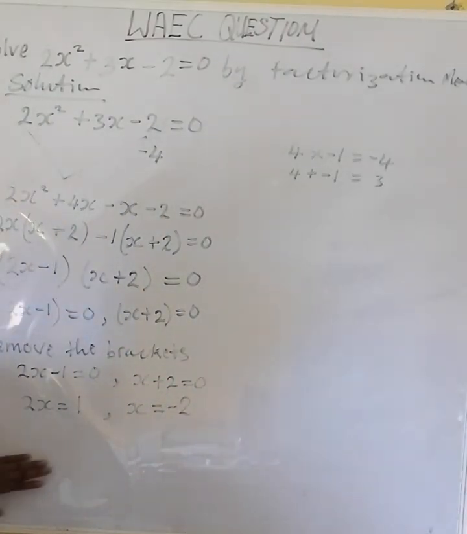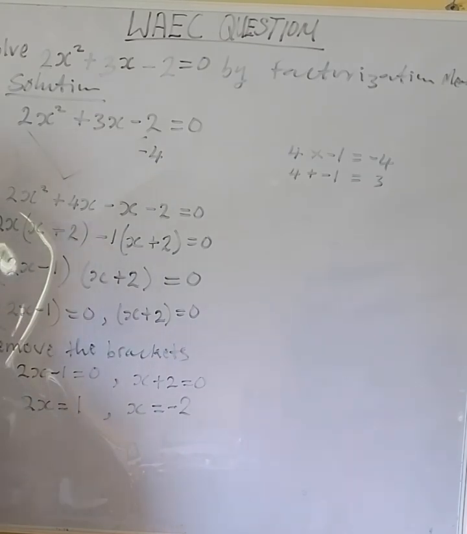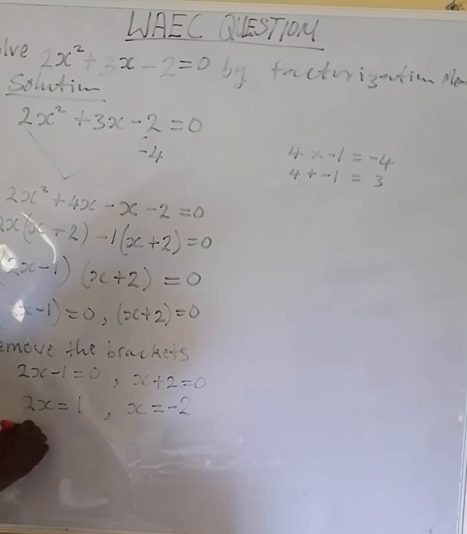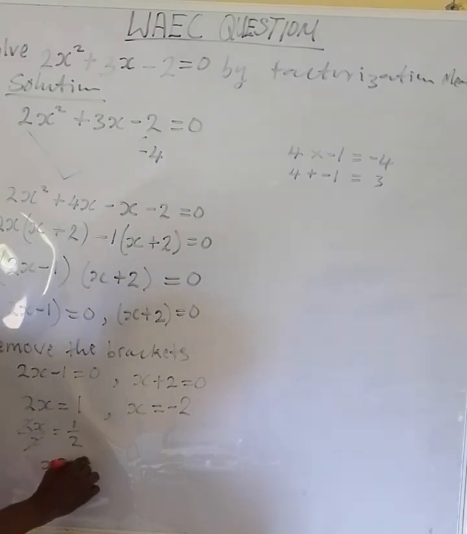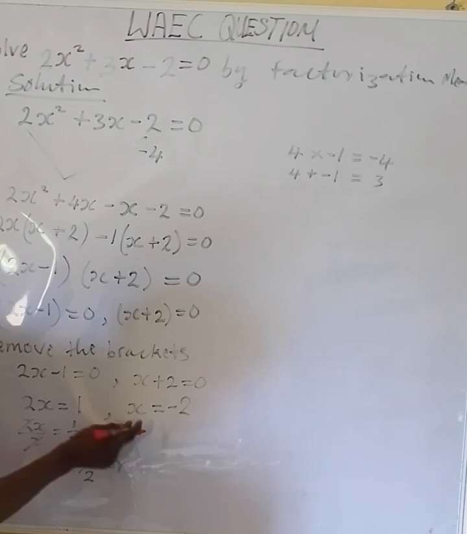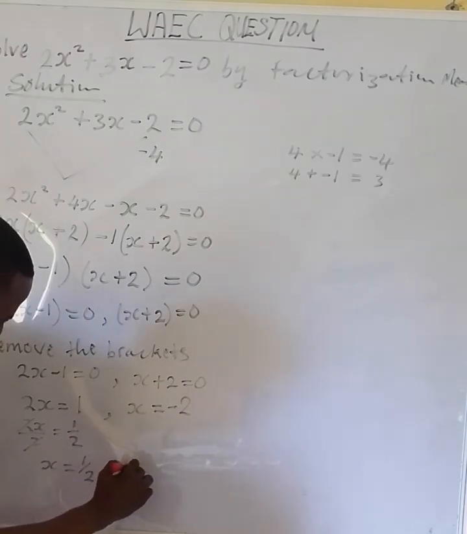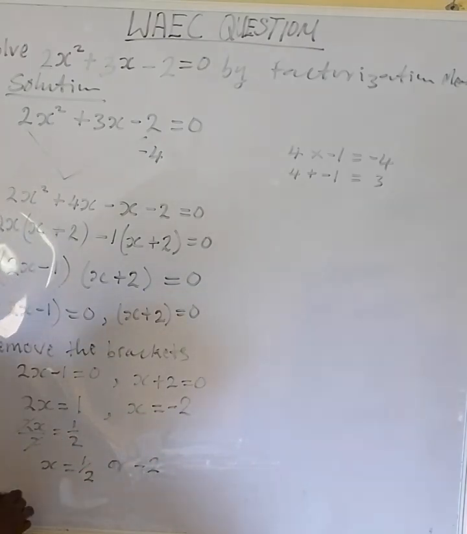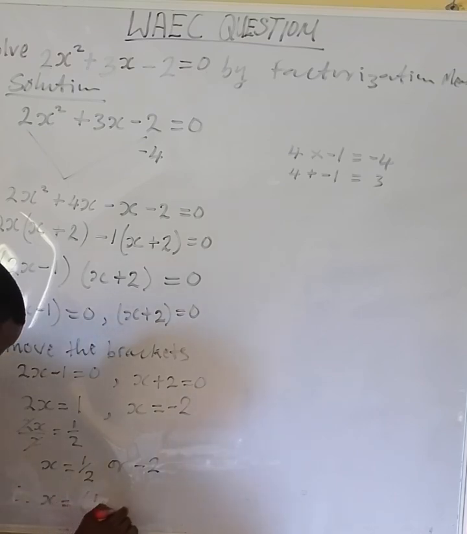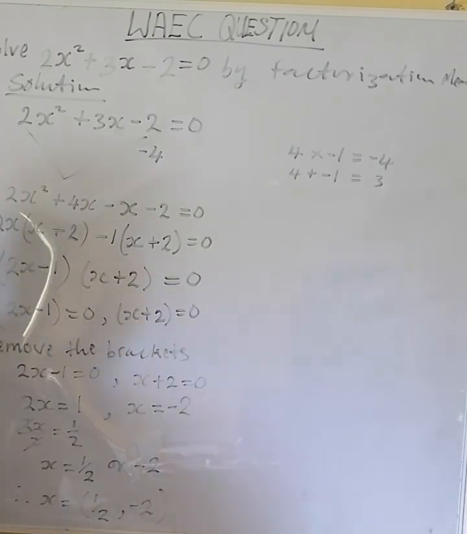Are we together? Now you are solving for a single x, but you have 2x here. So you will divide both sides by 2. It will give you 2x over 2 equals 1 over 2. So it cancels out like this. We now have x equals 1 over 2, or x equals minus 2. Therefore, the value of x equals 1 over 2, comma, minus 2. So those are the two answers for the value of x. That's how to solve by the factorization method.